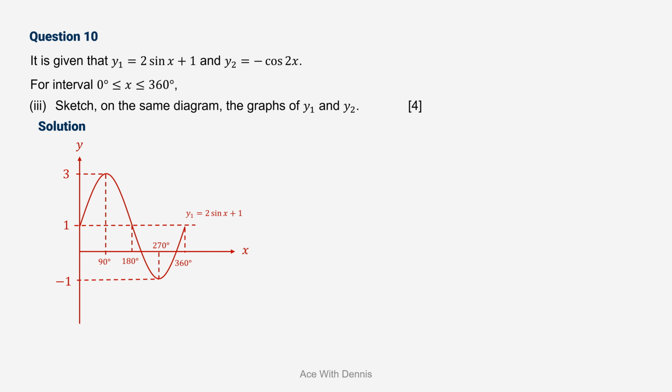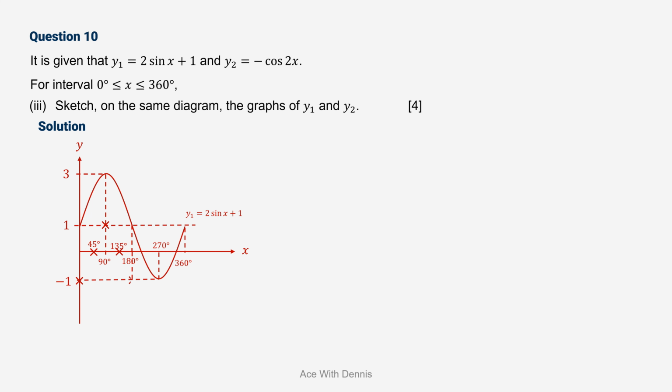Now we move on to sketch y2, which is negative cos 2x. For this case, the b is 2. So from 0 to 360 degrees, there are 2 complete cycles of the cosine wave. Since a is negative 1, when x is 0, the starting point is at negative 1. At 45 degrees, the value will be 0. At 90 degrees, the y value will be 1. At 135 degrees, it will be 0.